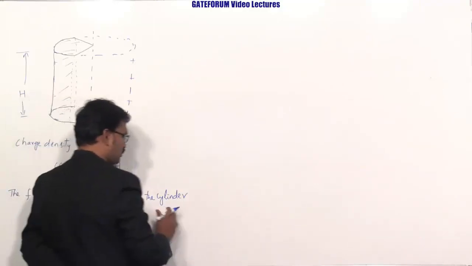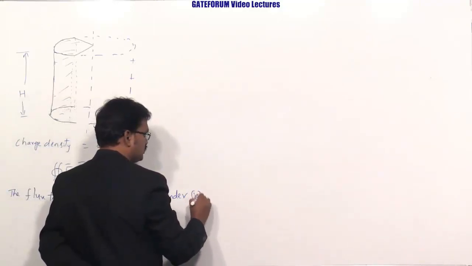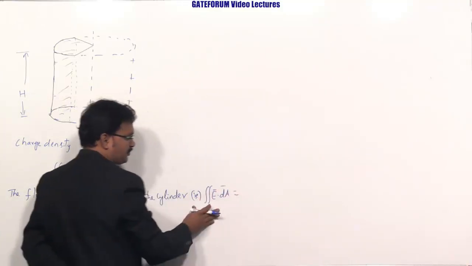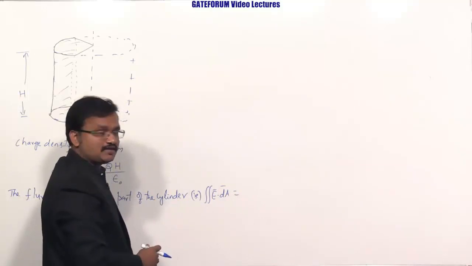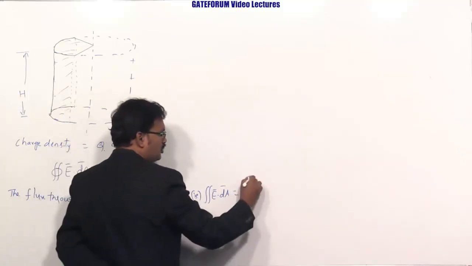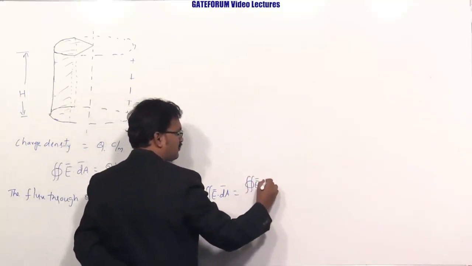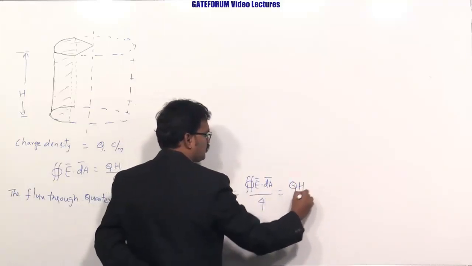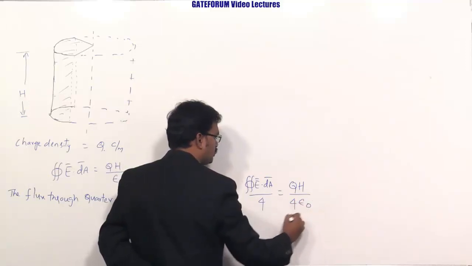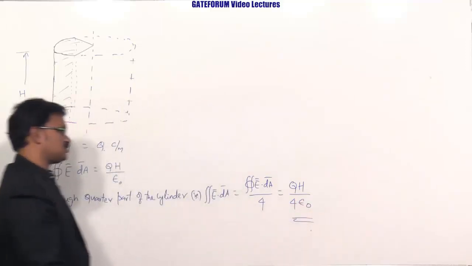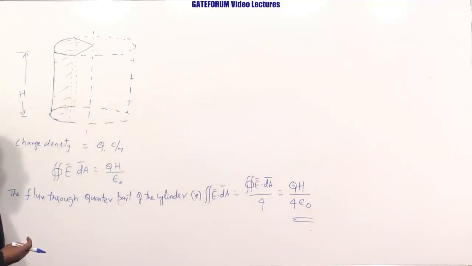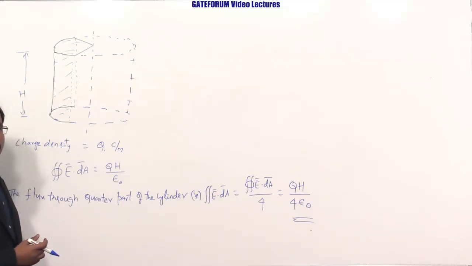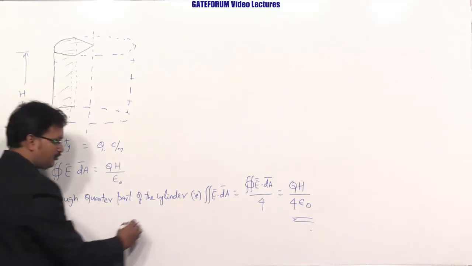So for the quarter part of the cylinder, the double integral of E bar dot dA bar represents the flux through the quarter part. This is equal to the total flux divided by 4, which is QH by 4 epsilon naught. This is the flux leaving through the quarter part of the cylinder. So the answer is QH by 4 epsilon naught, and that is option B.